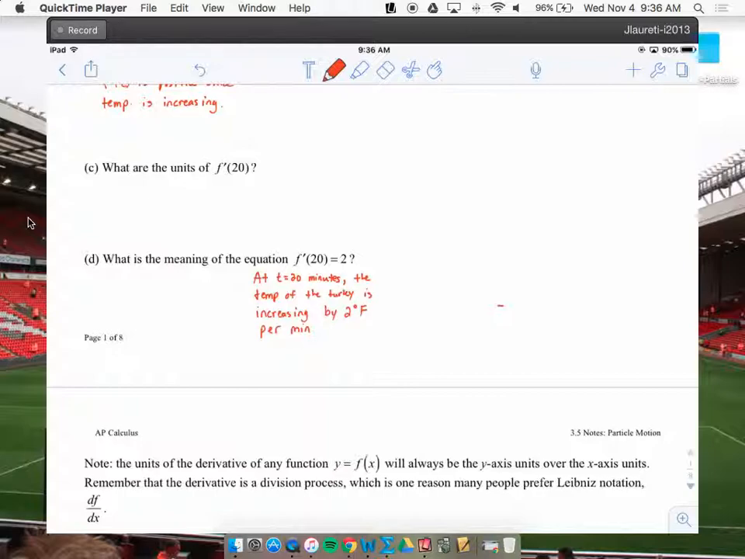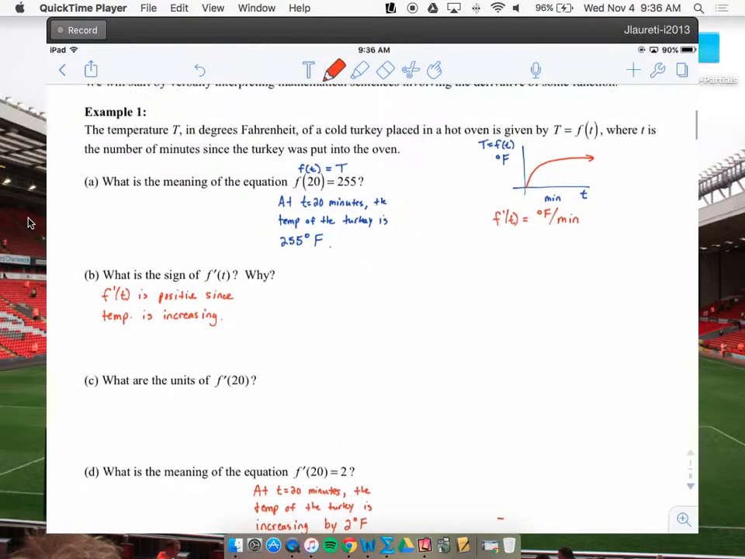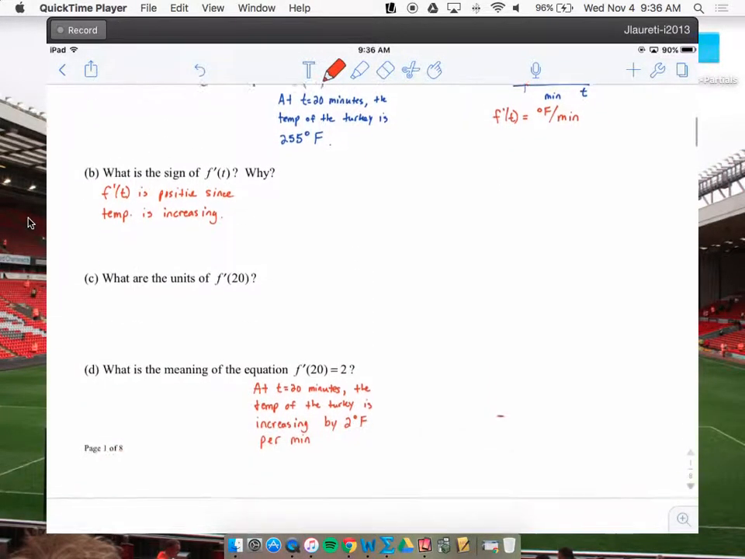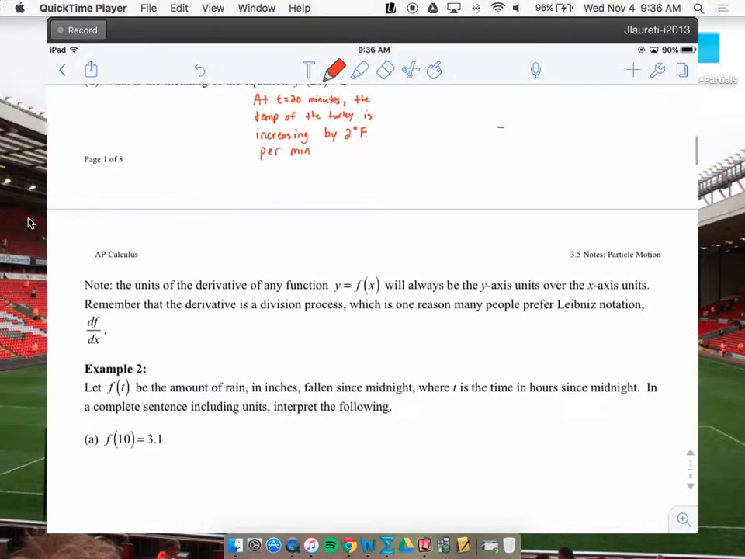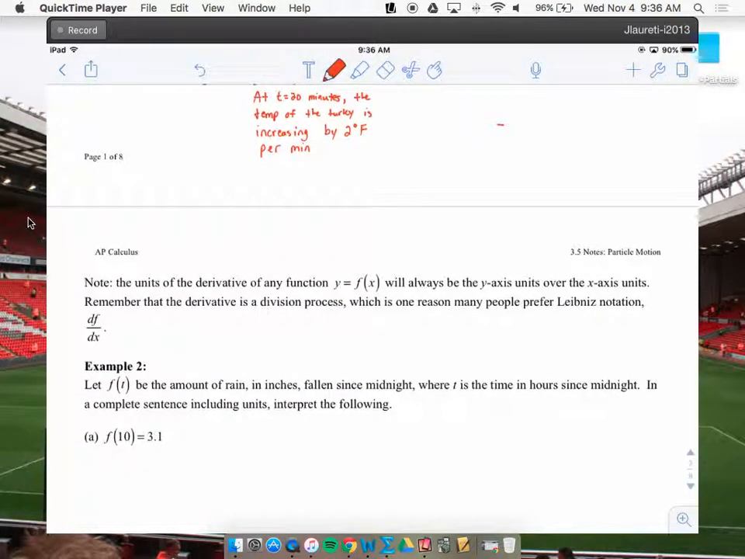Okay. Any other questions on that one? Again, the more that you do this, the better you're going to be able to recognize what they're looking for.